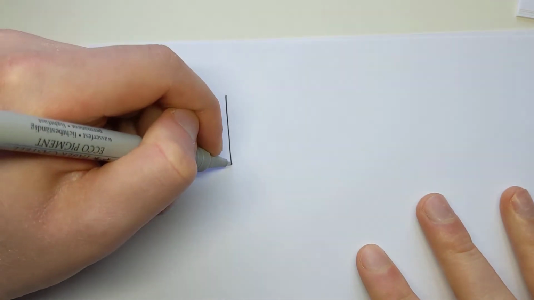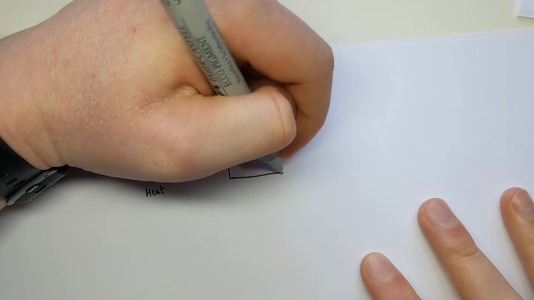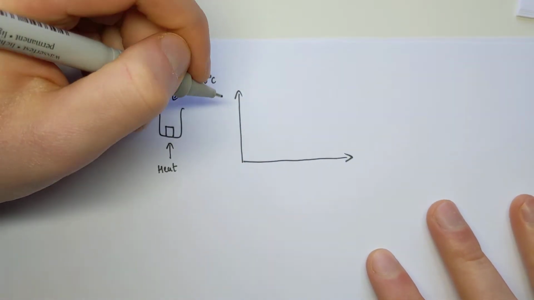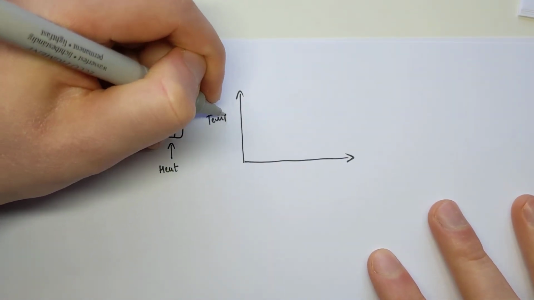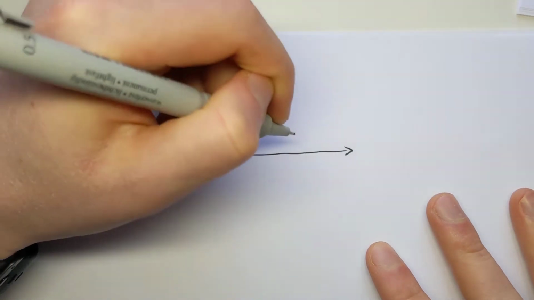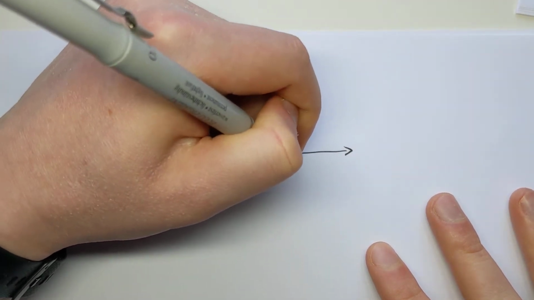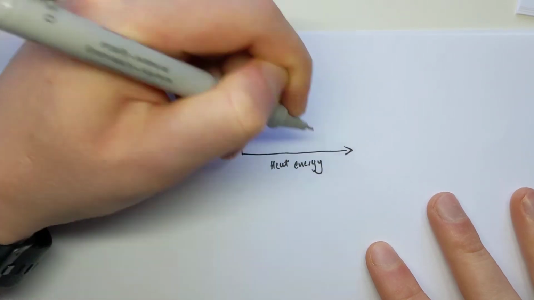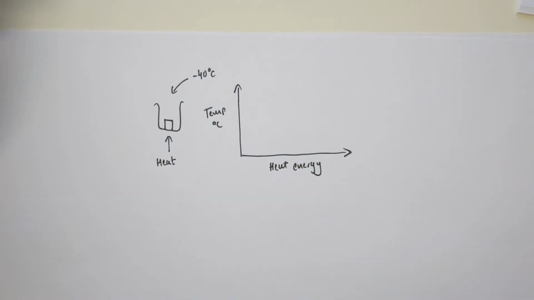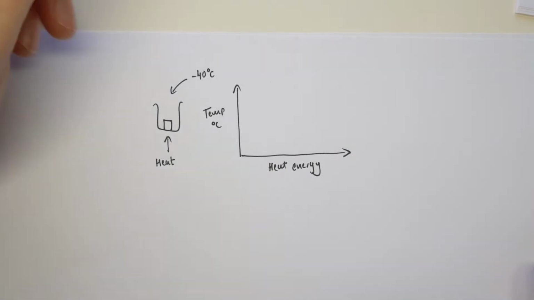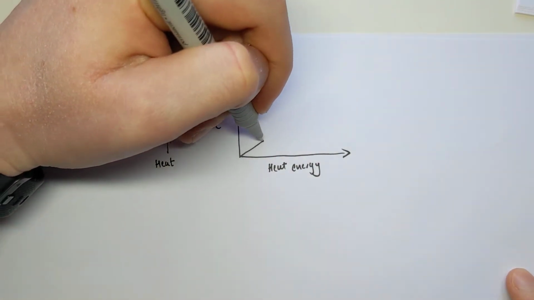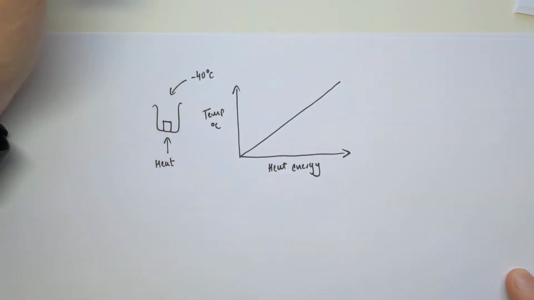If I was to plot a graph to show the temperature in degrees C of that ice cube or the water as I provide heat energy to it, I want you to think about how the temperature might increase as you provide heat to it. Now probably what you're thinking in your head is something that looks a little bit like this. Probably would expect just a gradual straight line increase as it gets gradually hotter and hotter and hotter as I provide more and more heat to it.